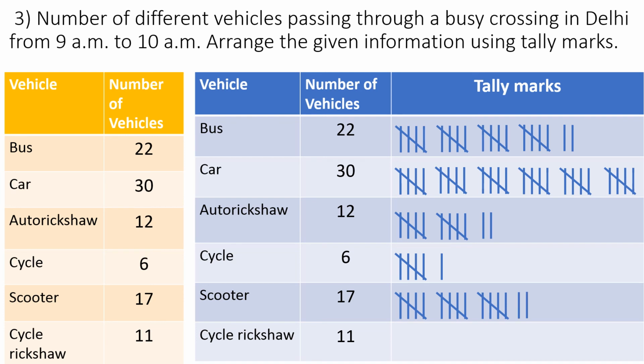And the last is cycle rickshaw. There are 11 cycle rickshaws. So draw 11 lines. 1, 2, 3, 4, cross fifth line. 6, 7, 8, 9, cross line for 10 and 11.